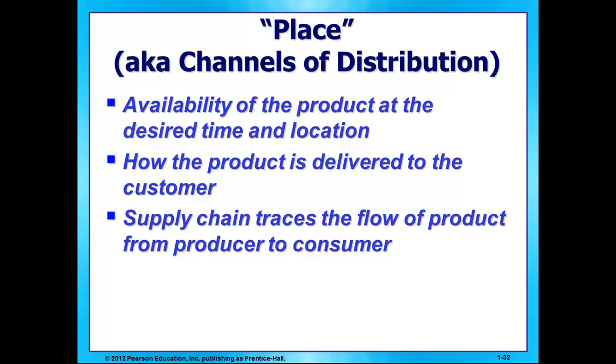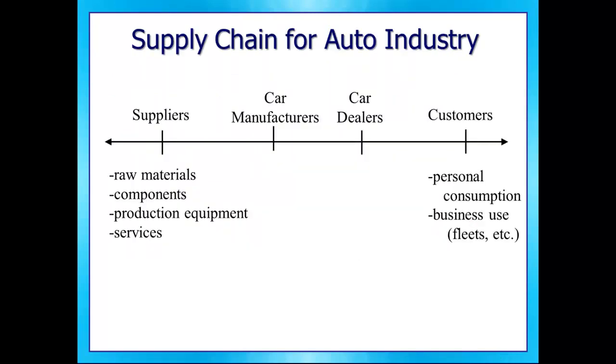And the best tool that's used to understand the place strategy, also called channels of distribution or the distribution channel, essentially is to diagram a supply chain. So let's look at a supply chain for the auto industry. On the downstream side of the supply chain, which is the right-hand side, we have the customers who buy the product. And we know that some customers buy cars for personal use, that's a B2C use, but a lot of cars are purchased by businesses to use in running their business.